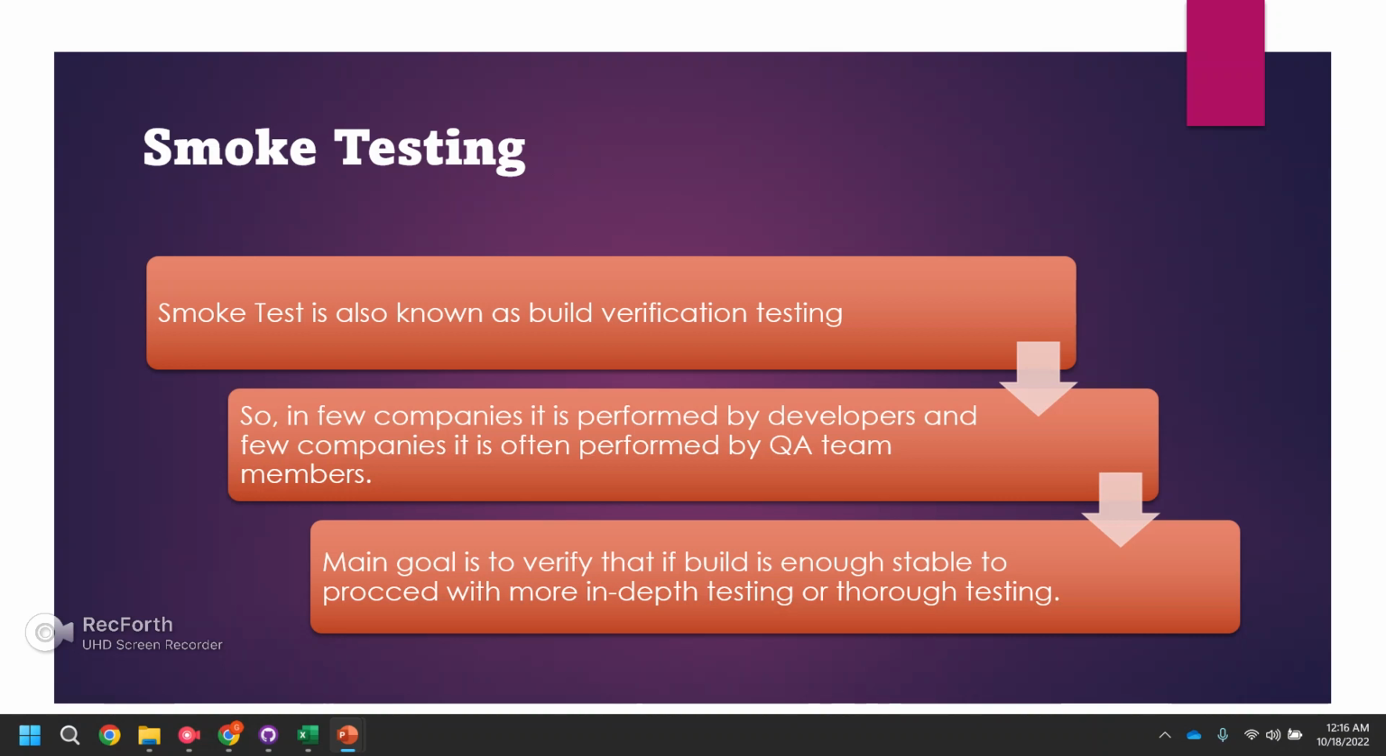Now, what is the main goal of doing smoke testing? The smoke test is to find bugs in a very early phase. The main goal is to verify that the build is stable enough to proceed with more in-depth or thorough testing. So if there are any P1 bugs or blocker bugs, they will be identified very soon.